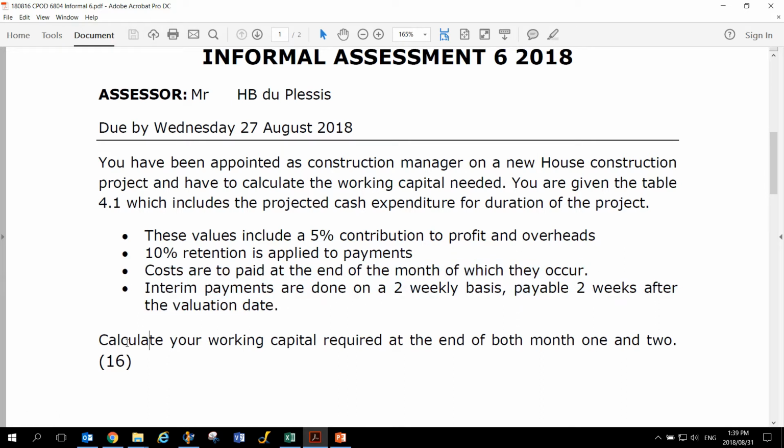So then the final question is calculate your working capital required at the end of both month 1 and 2. Okay, so working capital is your outflow of money minus your inflow. Okay, so I think that's fairly straightforward.